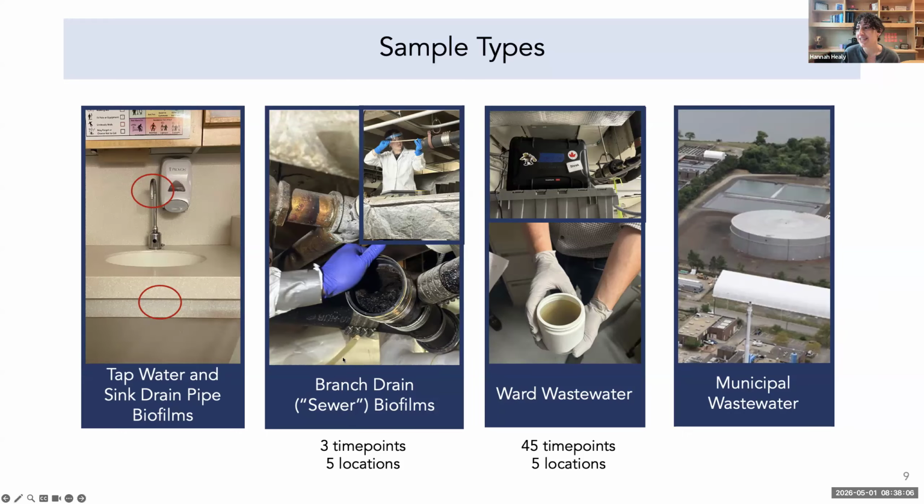And then we went into those branch drains to collect biofilms from the same location where the wastewater sample was being collected. And you can see here the end cap gets pretty full of sediment, so we would open that up and clear that out, and then stick a long dowel into the pipe so that we were actually hitting the point where the wastewater was flowing. We were able to collect these at 3 time points over the course of the study at each of our locations. And then we also collected tap water and sink drain pipe biofilms from many fixtures upstream of our collection points.